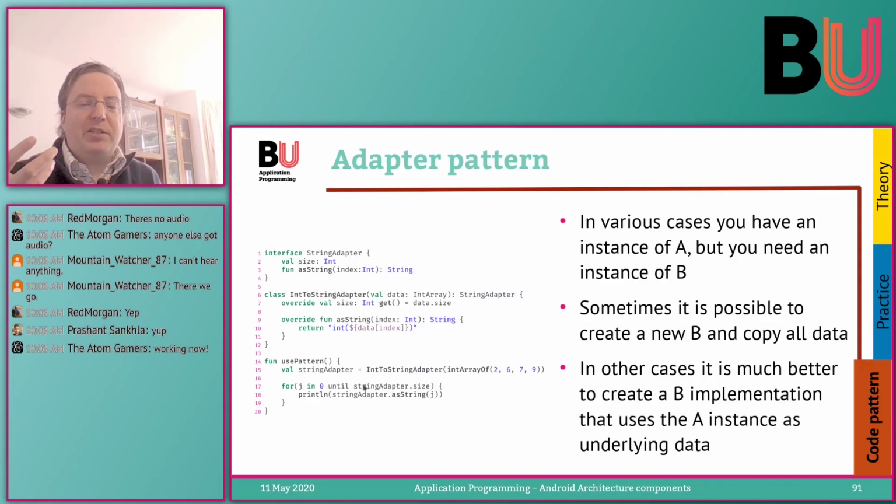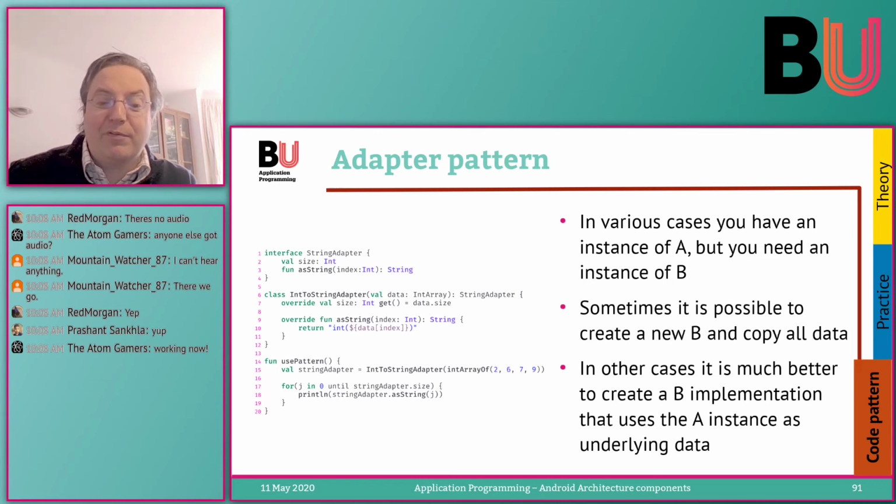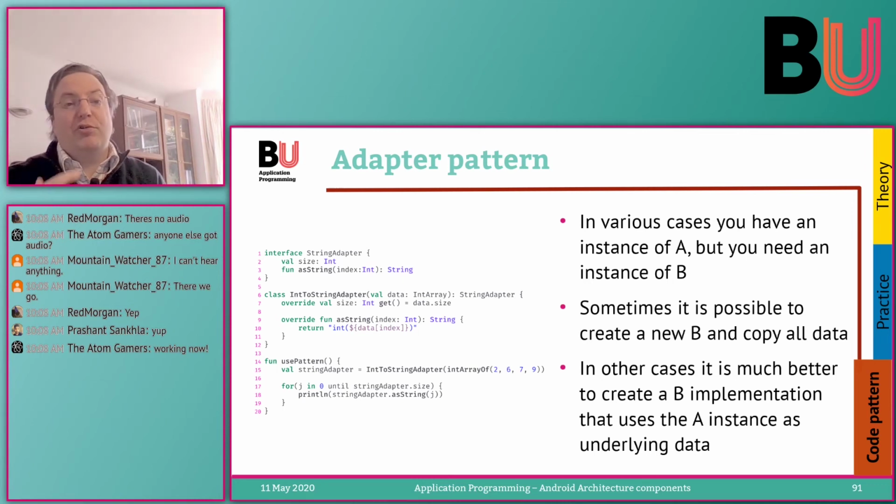The adapter pattern is basically when you have an object with one interface, and you want it to behave like another interface or fit into a certain API that needs a certain interface. In this case, we're adapting to strings, but if you use a recycler view, you can have an interface that adapts into a list of items.